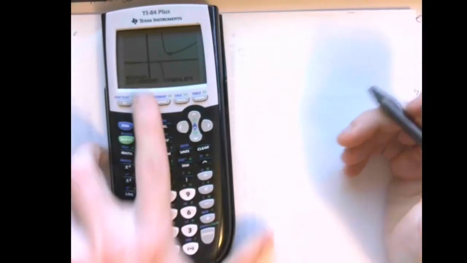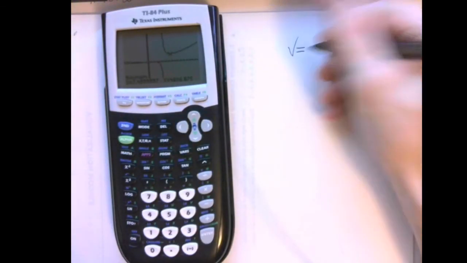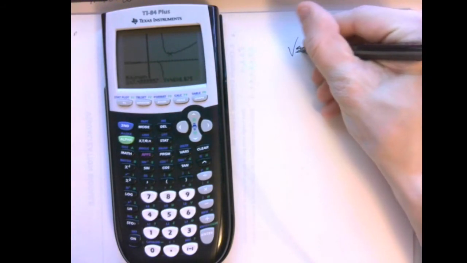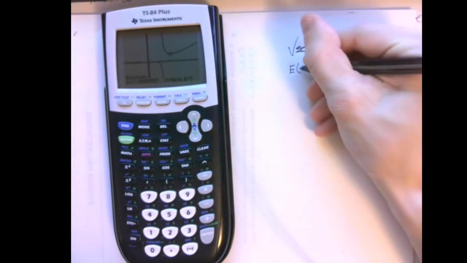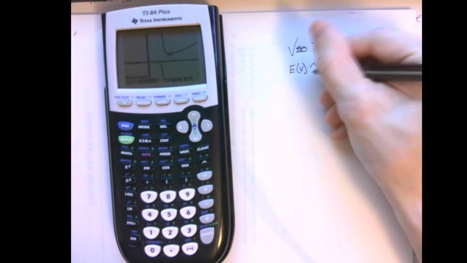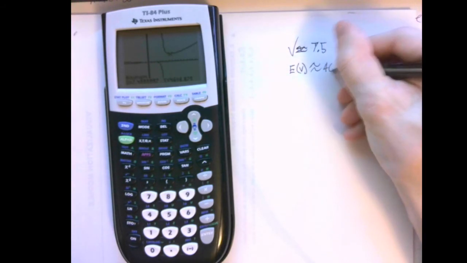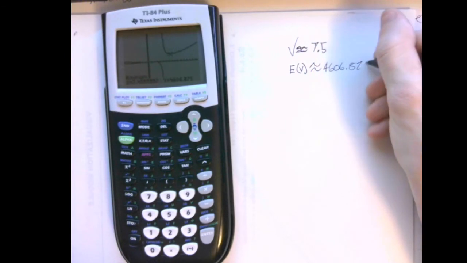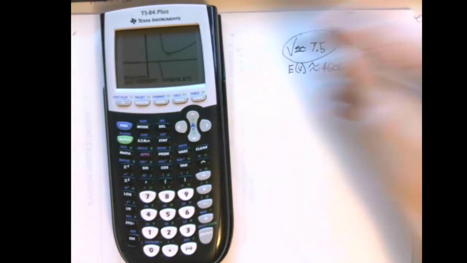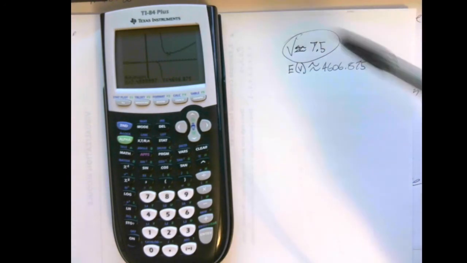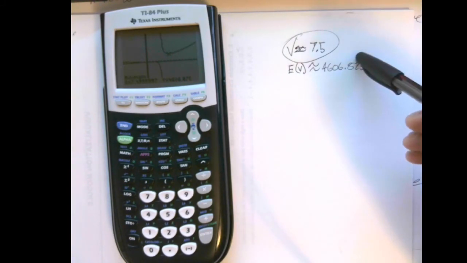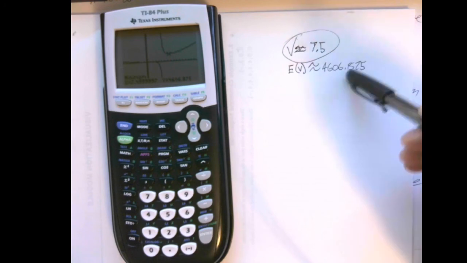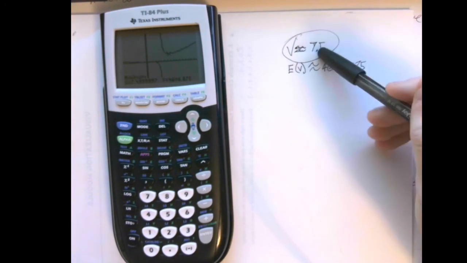So our v here is approximately equal to 7.5, and our output, E of v, is approximately equal to 4606.875. That's it, and this would be our answer, because it wants the value of v that minimizes the energy required to swim a distance. So this would be the minimal energy required, and this would be the speed that gives you that minimal energy.